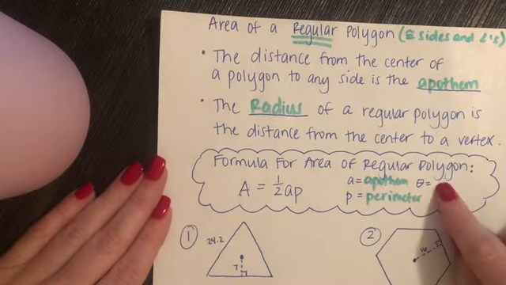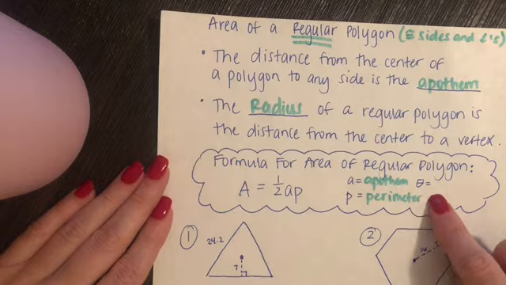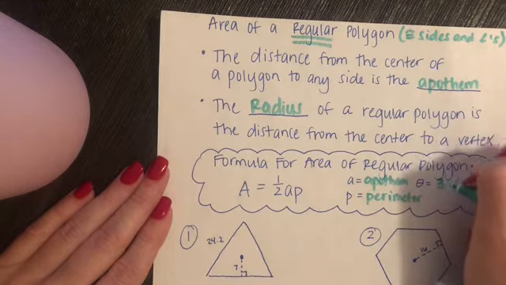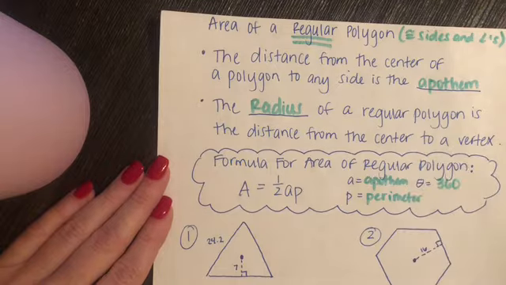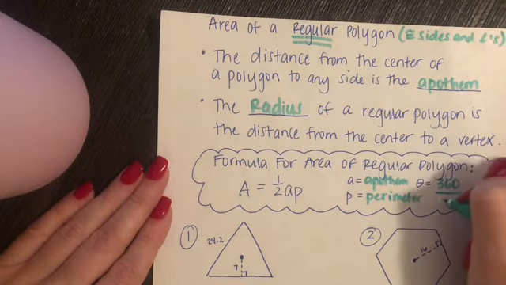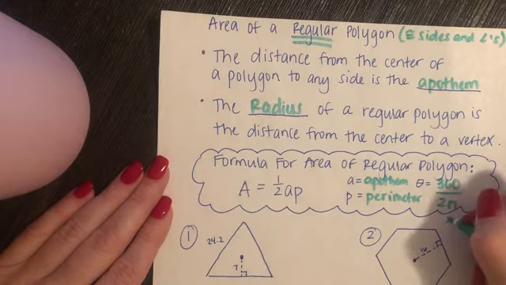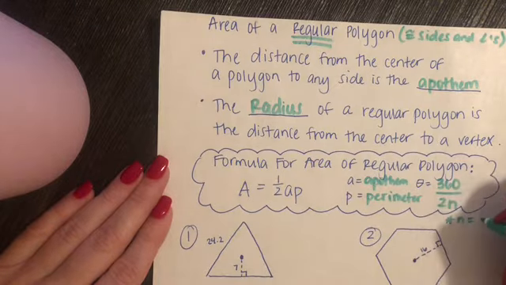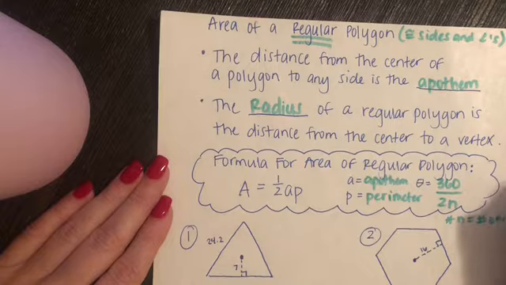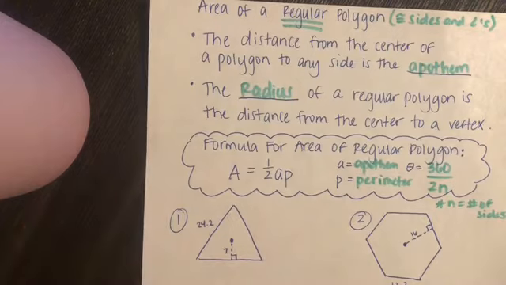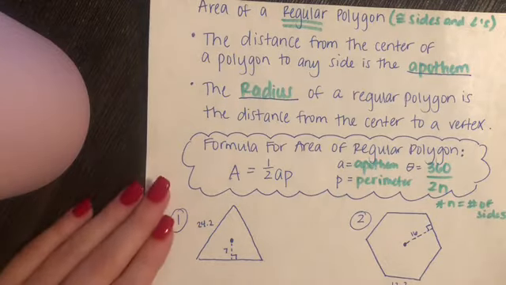Okay, and there's another formula we're going to end up using, and it's to calculate the degree measure. I'm going to have you write it down, and then I'm going to explain it later. It's 360 total degrees divided by 2 times the number of sides. Okay, so I'll put a little statement, n equals number of sides. Okay, so let's start with 2 very simple examples, and then we'll see them increase in difficulty.